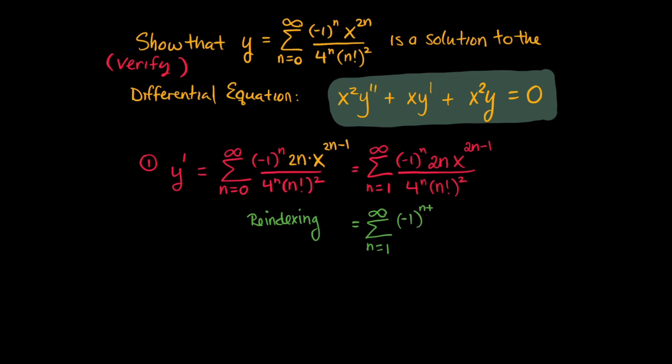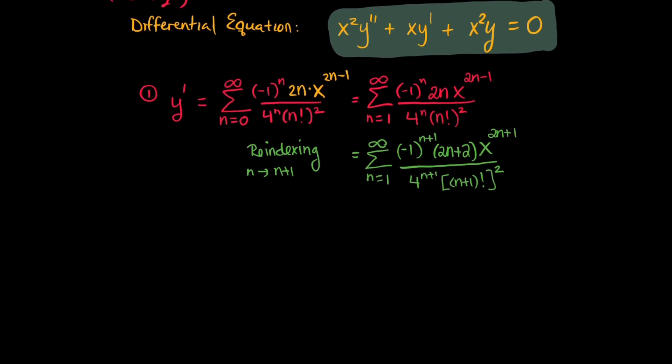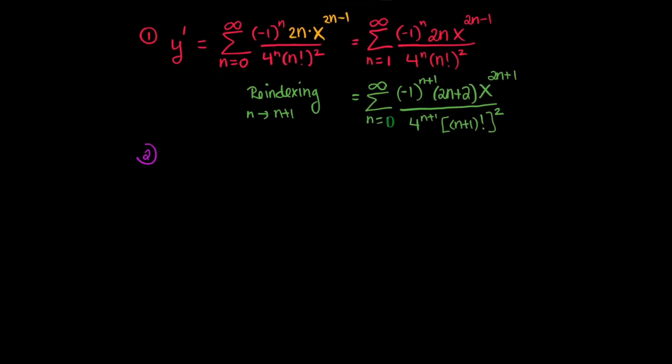Then what we can do is a little trick we call re-indexing by changing the variable n by shifting it over 1. So all the variables n get shifted over to n plus 1, and so we adjust all of the terms accordingly. Now n starts at 0.